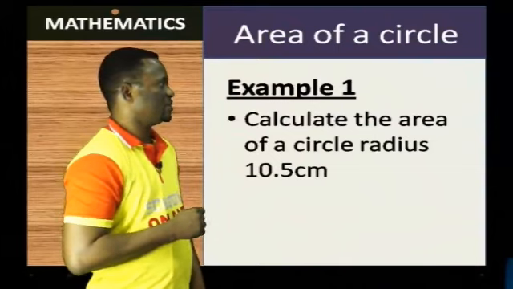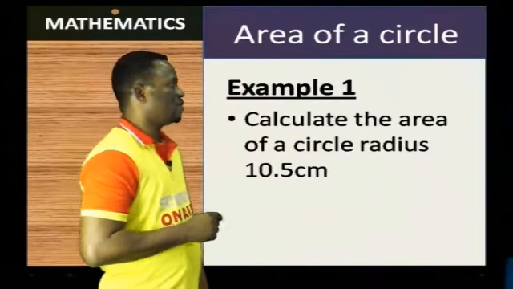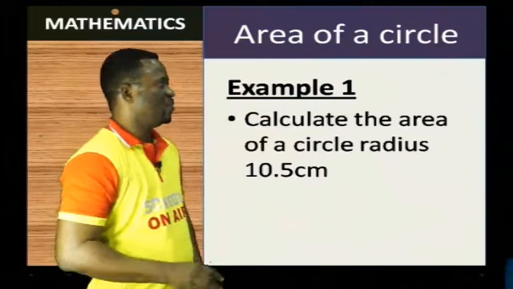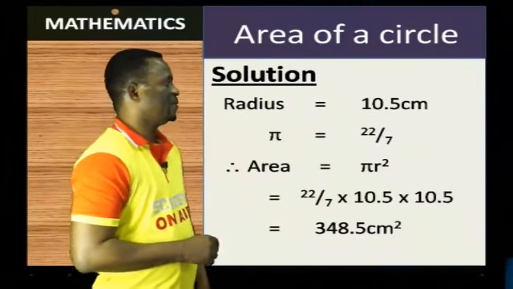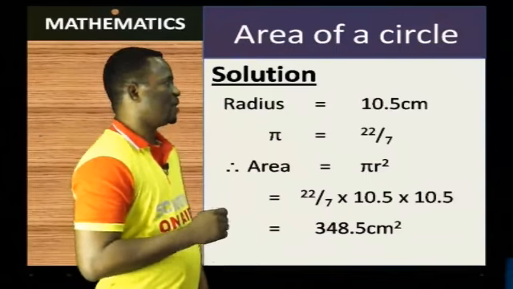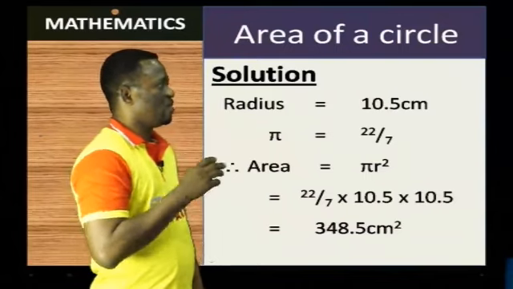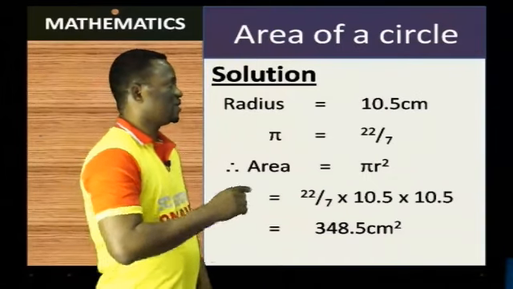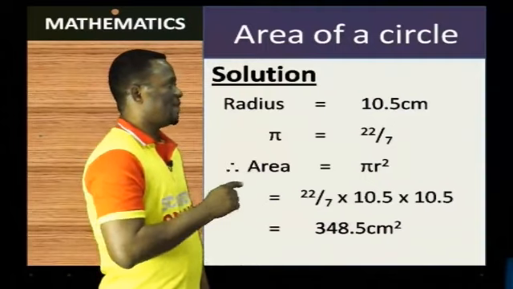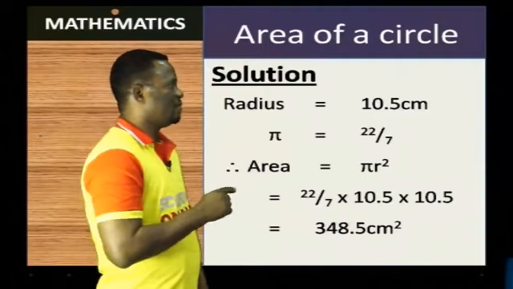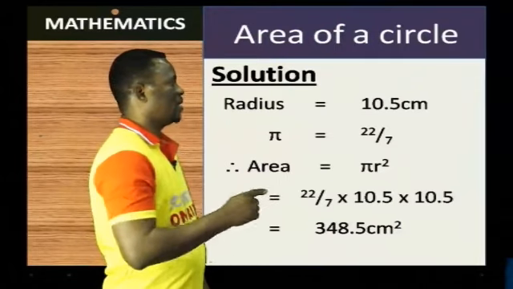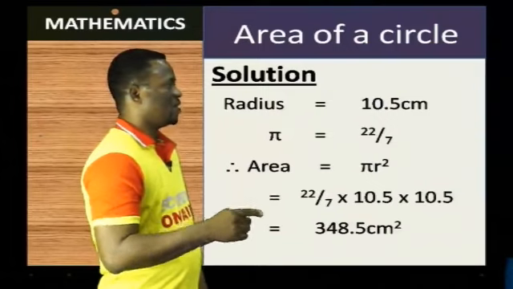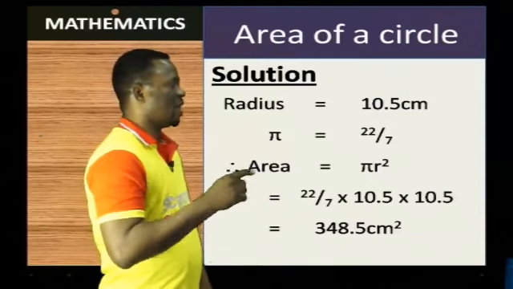This question goes thus: calculate the area of a circle of radius 10.5 centimeter. Definitely we are applying the formula area is equal to pi r squared. Firstly, we have to write out what we are given that we are going to slot into the formula. So the radius is 10.5 centimeter. Our pi is 22/7. Therefore, area is equal to pi r squared, and we have 22/7 times 10.5 times 10.5. We have 10.5 twice because we have r squared.